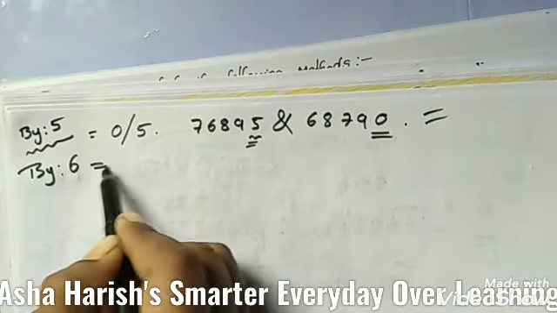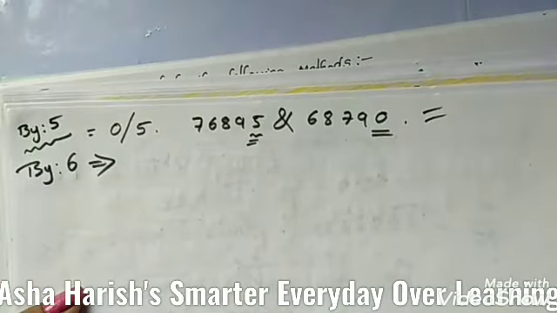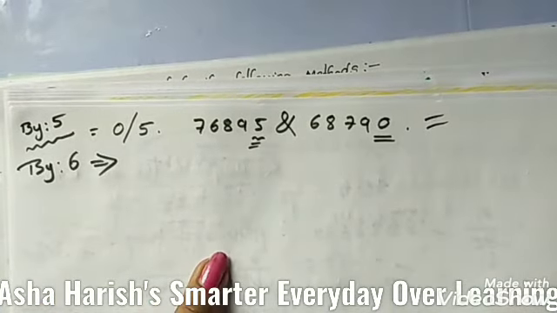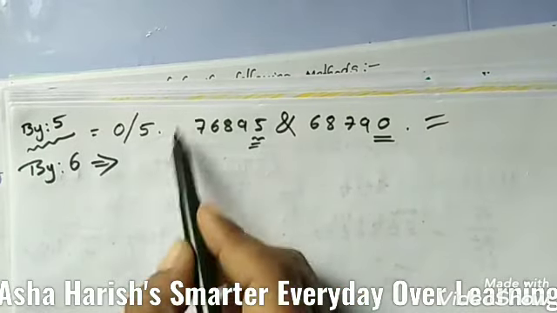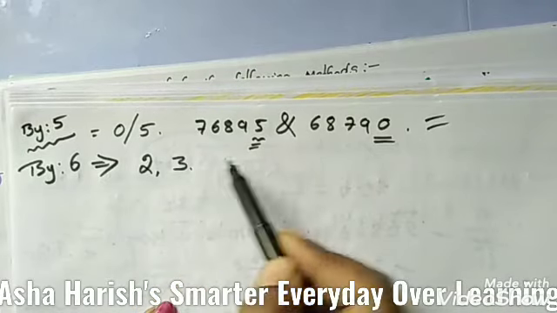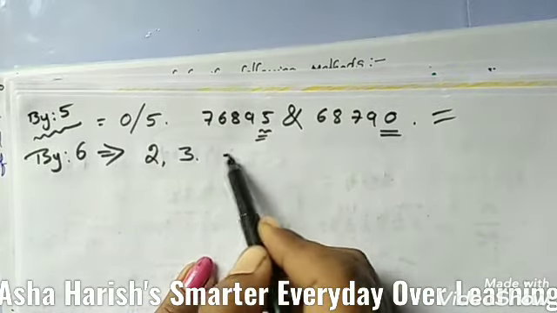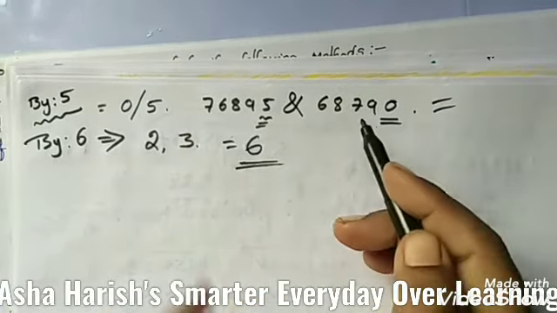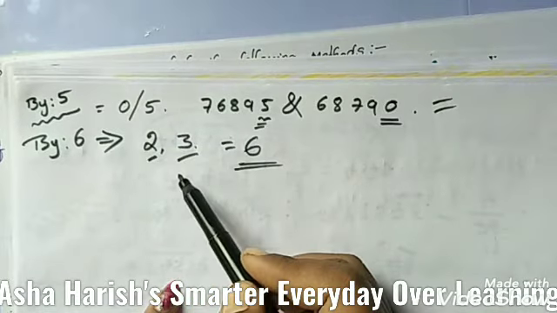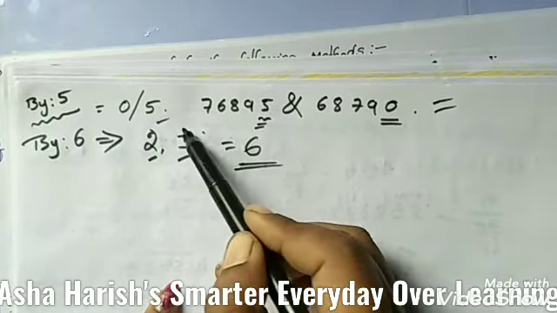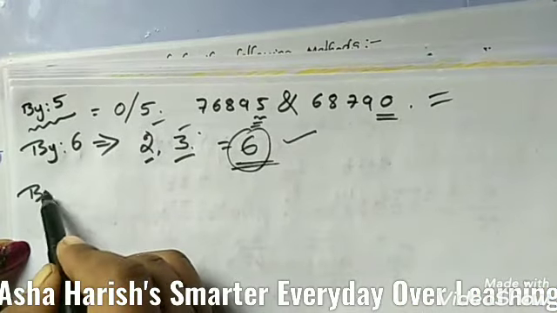Divisibility by 6. Dear students, suppose you are taking a number, how can you say that number is divisible by 6? If that number satisfies the divisibility rules of 2 and 3, it is also divisible by 6. Okay, you should remember this. If the number is divisible by both 2 and 3, then it is divisible by 6. This is the rule. Now, by 7.